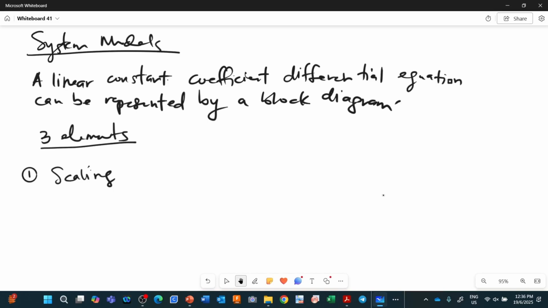Then we build up the block diagram. System models: the definition is that a linear constant coefficient difference equation can be represented by a block diagram. Basically, if you are given y[n] and x[n], you can draw it into a block diagram. If you are given it in terms of the Z domain, you can also draw it into a block diagram.